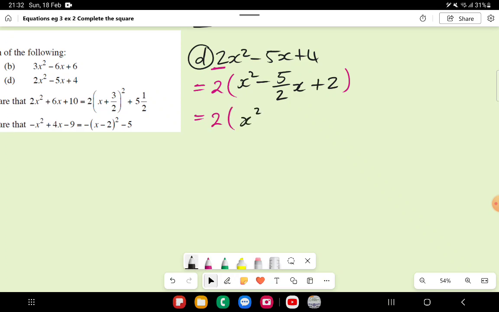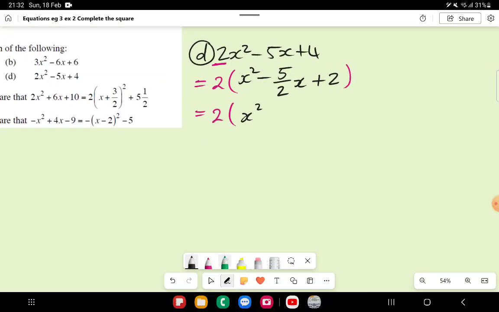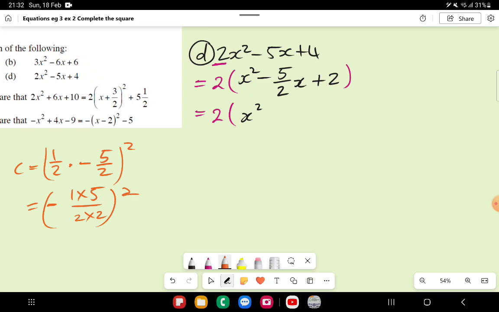That's x squared. Now let's calculate this. For the c, we are going to say c is equal to a half times b, which is negative 5 over 2, squared. So that means plus and minus is minus 1 times 5 over 2 times 2, square the whole thing. So that ends up being 5 over 4 squared, which is 25 over 16 eventually.